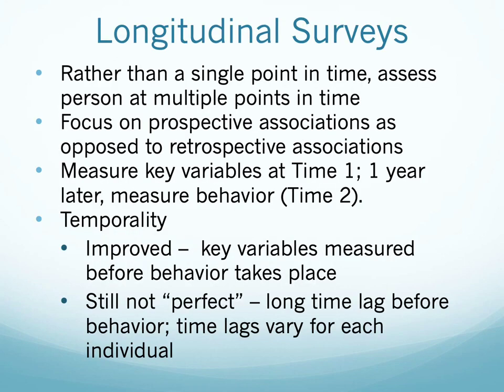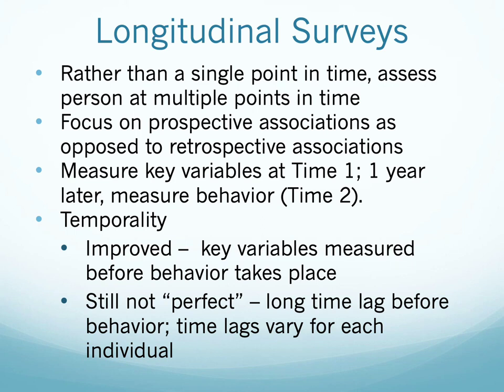What about a longitudinal survey? Maybe that's a better way to do things. So rather than a single point in time, a cross-sectional survey, we assess the person at multiple points in time, a longitudinal survey. Here we're focusing on prospective associations rather than retrospective associations. So let's say we measure our key variables at time 1 today, and 1 year later we measure the behavior. Here our temporality is improved because we're measuring the variables that we think are going to affect future behavior before the behavior takes place. Though it's still not perfect.